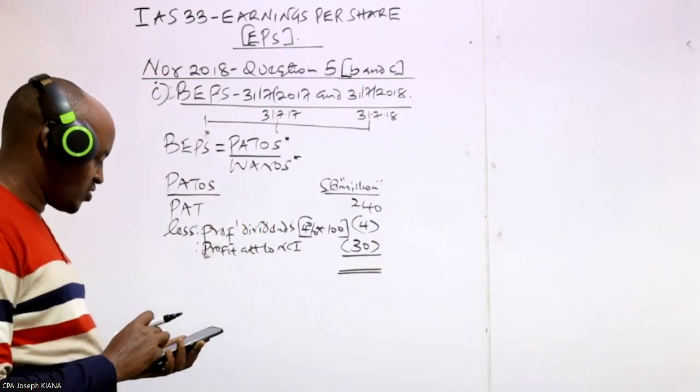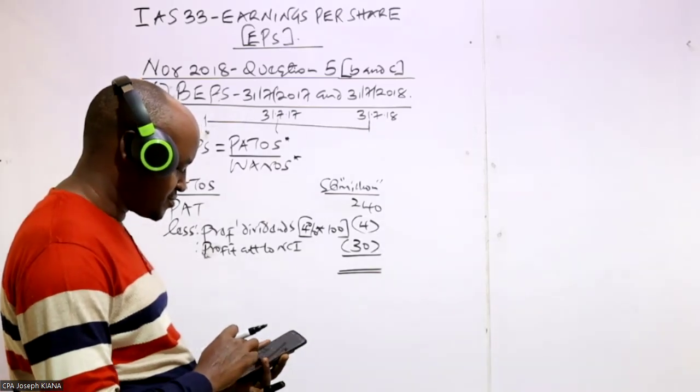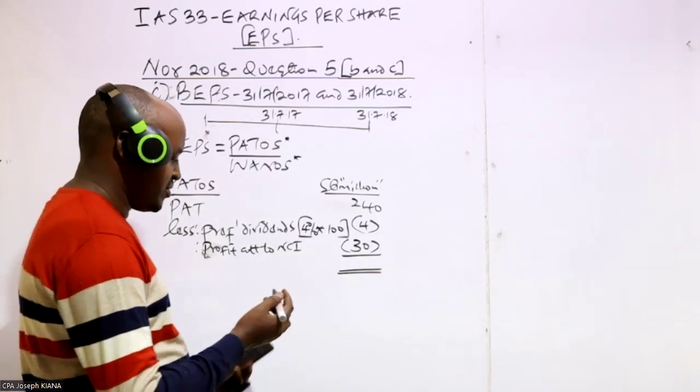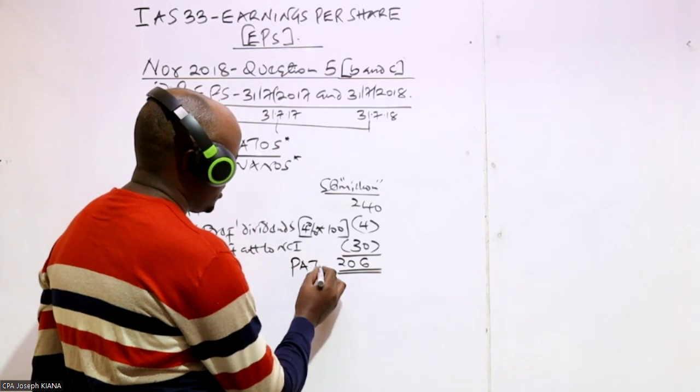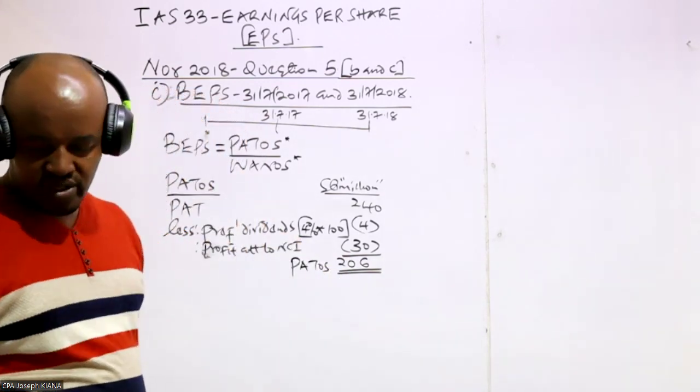So this will give us the profit attributable to ordinary shareholders. Let's compute this and see what it will give us. We have 240 minus 4 minus 30. So this will give us 206 million. So this 206 is what we refer to as the PATOS, the profit attributable to ordinary shareholders.